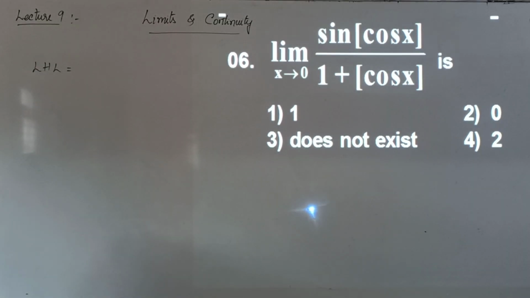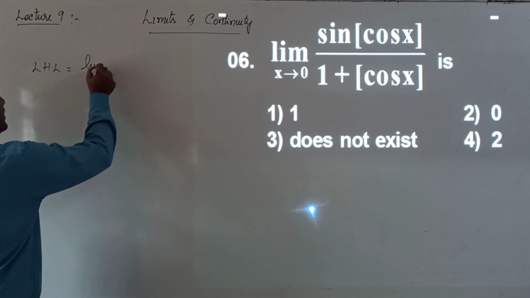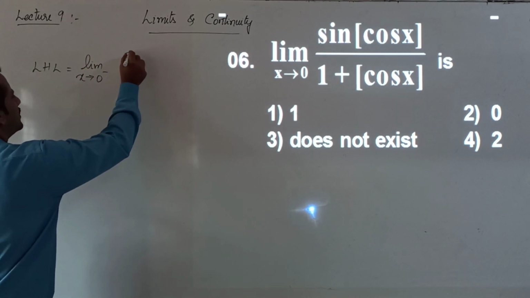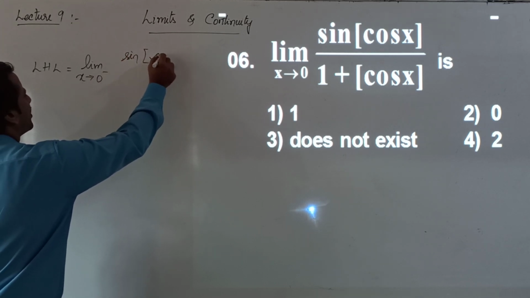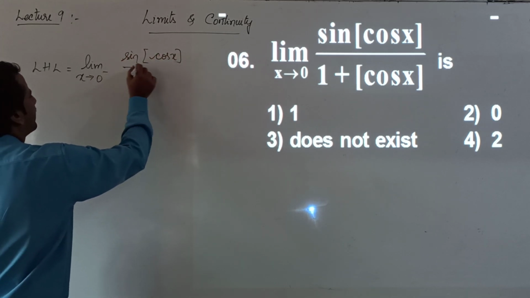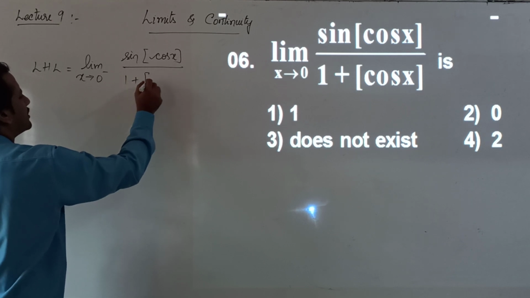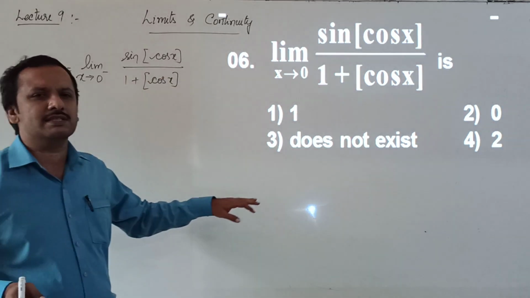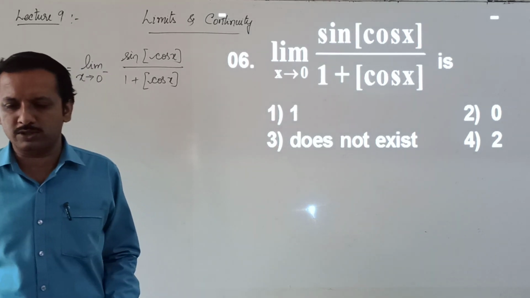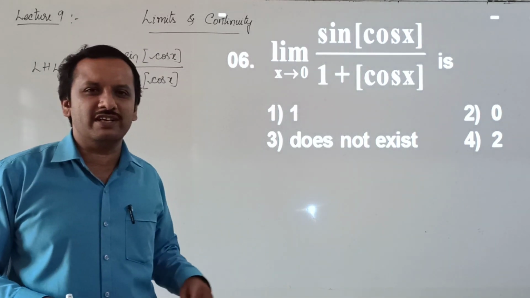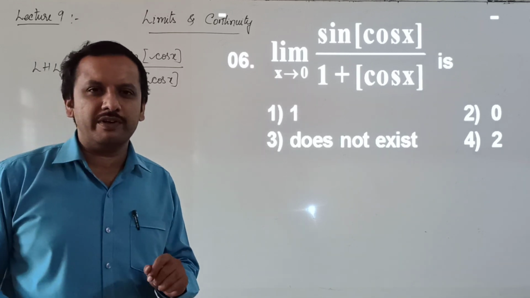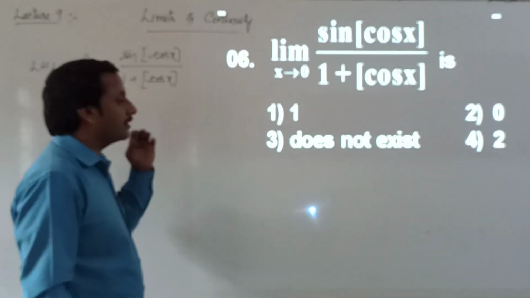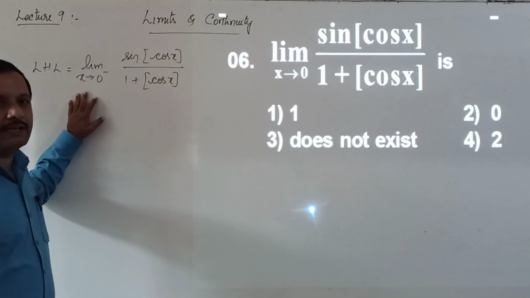I'll consider left hand limit as well as right hand limit. First, let's have a look at the left hand limit, that is, limit x tends to 0 minus f of x, sin of [cos x] divided by 1 plus [cos x]. Since "does not exist" is one of the options, you have to be very cautious. I am not saying directly that it does not exist as the answer. You have to cross check whether the limit exists or not.